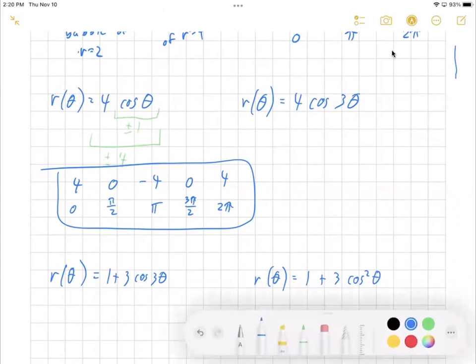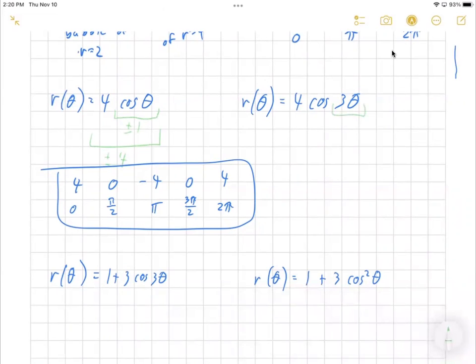Okay, now what's different on this next one is we have an argument of 3 theta for the cosine. So this means it's going to change faster. As theta goes from 0 to 2 pi, 3 theta is going to go from 0 to 6 pi. So we're going to get 3 cycles out of this. So it'll go from its biggest value to smallest to biggest, and repeat that 3 times.